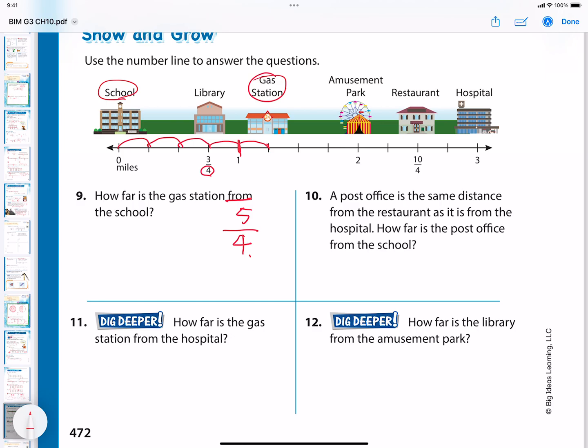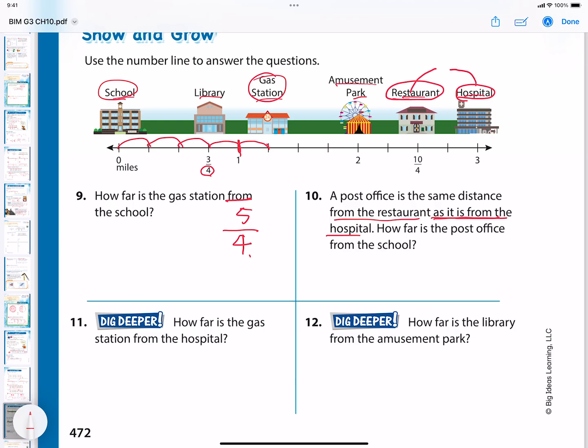All right. Now, a post office is the same distance from the restaurant. Okay, so where is the post office? School, library, gas station, amusement park, restaurant, hospital. Okay, the post office is not here. So let's figure it out. From the restaurant, okay, we know the restaurant here, as it is from the hospital. Oh, okay, this is a clue. The post office is the same distance from the restaurant as it is from the hospital.